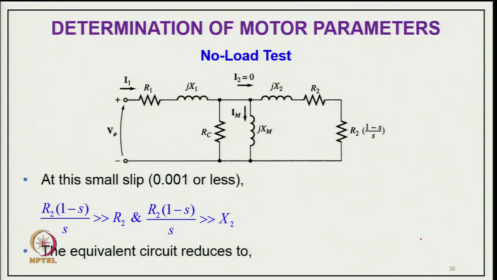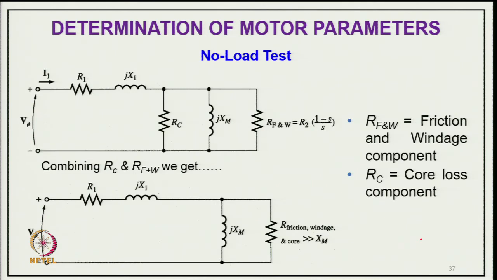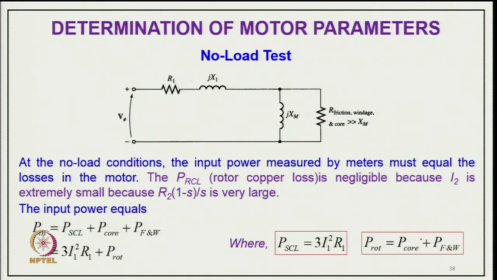So, the slip is very small. The motor is supposed to run almost at synchronous speed. At this small slip, maybe 0.001 or 0.1% or less, we can say R2 (1 minus S)/S will be much greater than R2, or R2 (1 minus S)/S will be much greater than X2. So, we can consider the equivalent circuit reduces to almost an open circuit from this side, with very small friction windage, as typically shown here, and R friction windage is much larger than Xm.